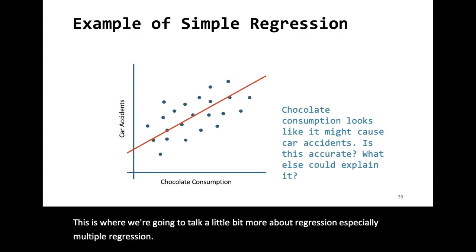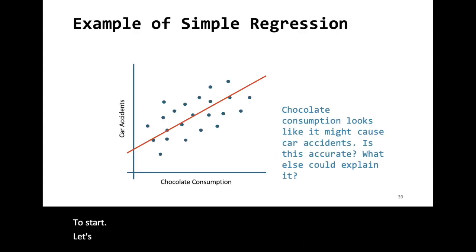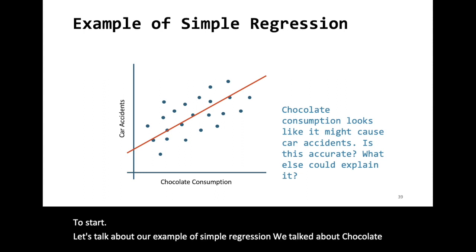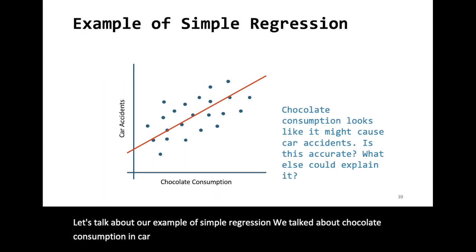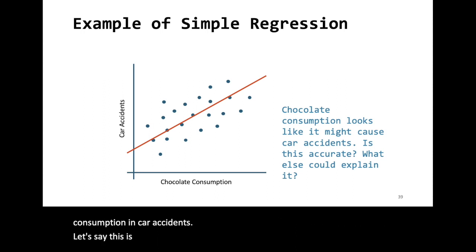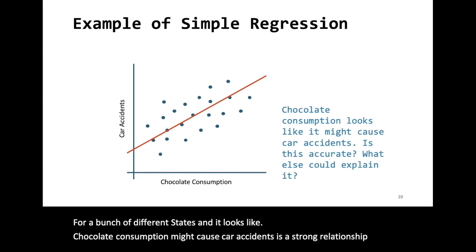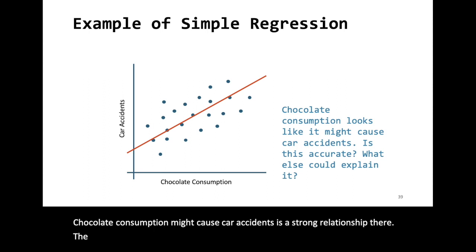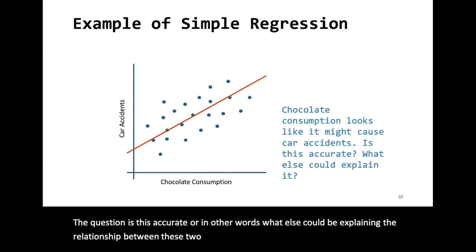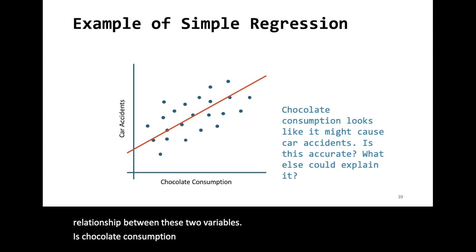To start, let's talk about our example of simple regression that we talked about, chocolate consumption and car accidents. Let's say this is the data that we got from a bunch of different states, and it looks like chocolate consumption might cause car accidents. There's a strong relationship there. The question is, is this accurate? Or in other words, what else could be explaining the relationship between these two variables? Is chocolate consumption actually causing car accidents?